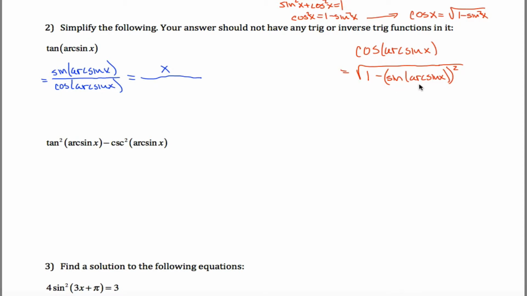And the nice thing about this is the sine of the arc sine of x, that's just equal to x as we saw over here. So what I have written on this side is just the square root of 1 minus x squared. And so I can take that and put it in here and get my answer. This simplifies to just x over the square root of 1 minus x squared.